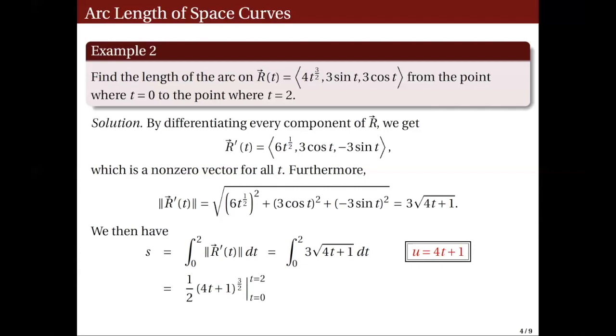Evaluating from t equal to 0 to t equal to 2 will give us the following result. I am factoring out 1/2. 27 is the value of 4t plus 1 to the 3/2 when t is equal to 2. And 1 here is the value of 4t plus 1 to the 3/2 when t is equal to 0. This now simplifies to 13. The length of the arc is therefore 13 units.